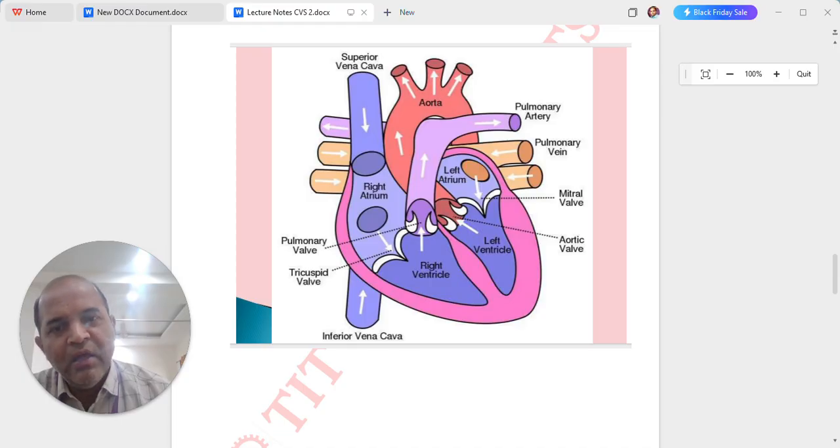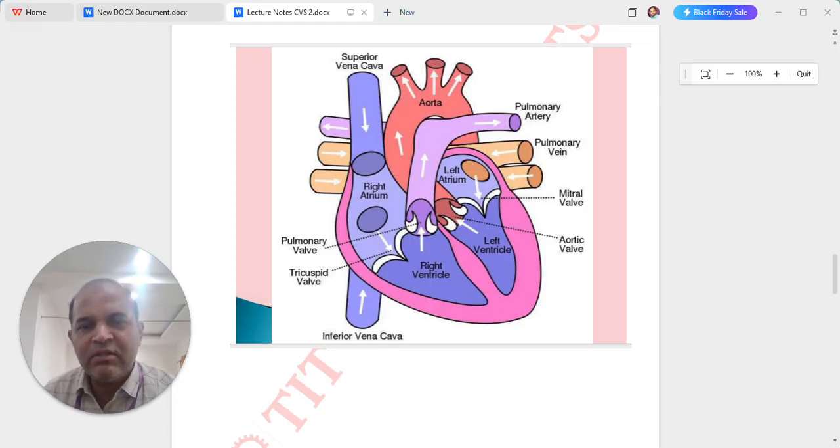So this one is the aorta. There are three parts: ascending aorta, arch of aorta, and descending aorta. This one is the superior vena cava, and this one is the inferior vena cava. So it is a short review of the heart.